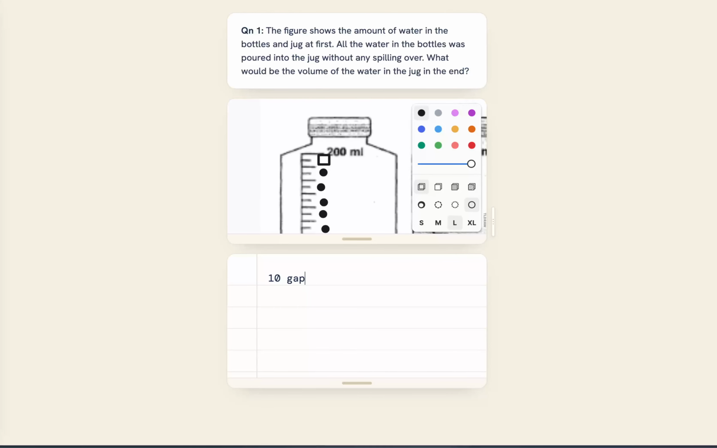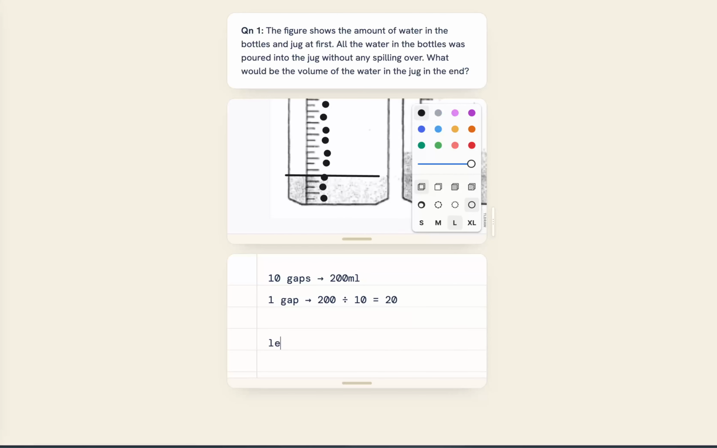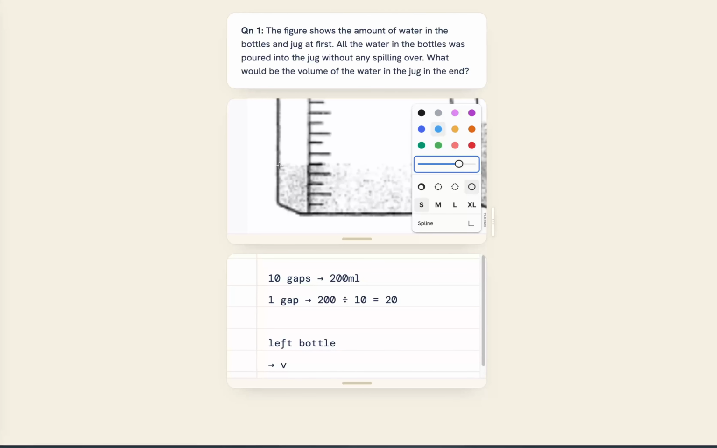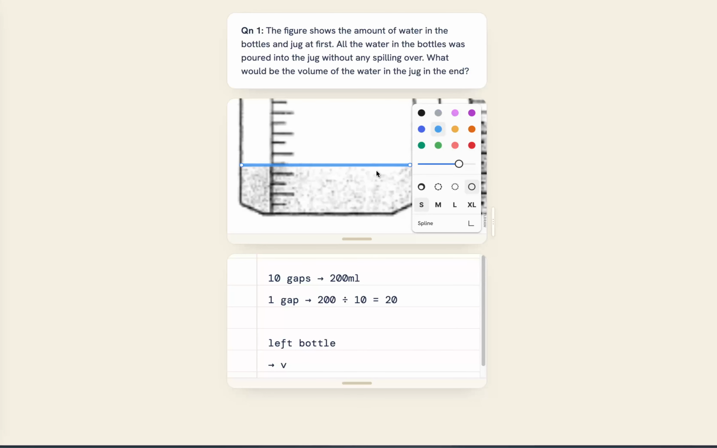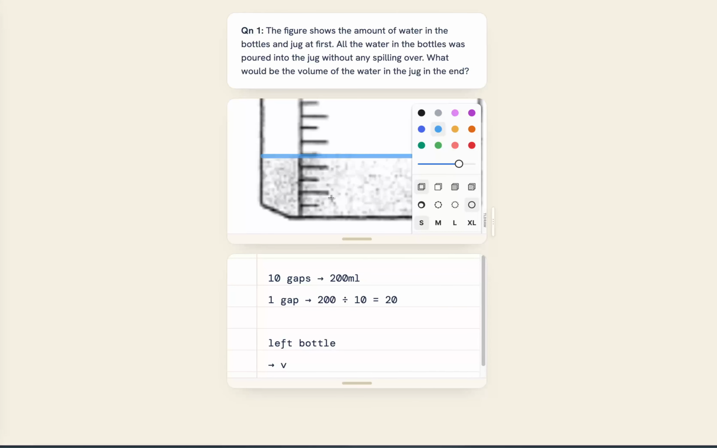So 10 gaps is equal to 200 milliliters. One gap is equal to 200 divided by 10. This will give us 20. So for the left bottle, the line of water is here in the middle. You could see that this is 1, this is 2 gaps, and in the middle, 2.5. So that means 2.5 times 20, this is 50 milliliters.